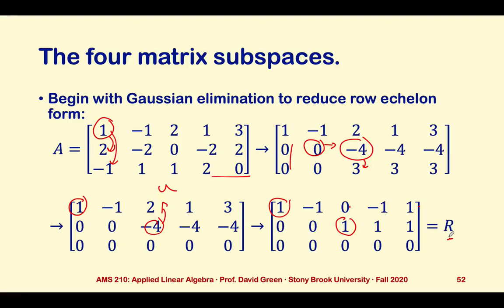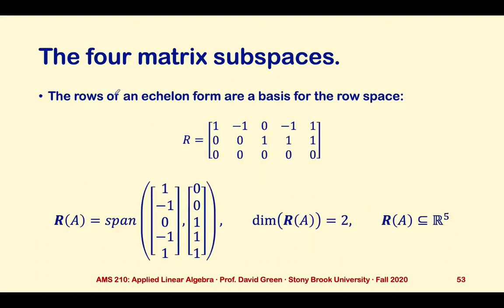Okay, now that we have our reduced row echelon form, let's pull out as much information from it as we can. First of all, the rows of any echelon form are a basis for the row space. So we can take our reduced row echelon form and simply draw out the rows. I should emphasize these are the non-zero rows.